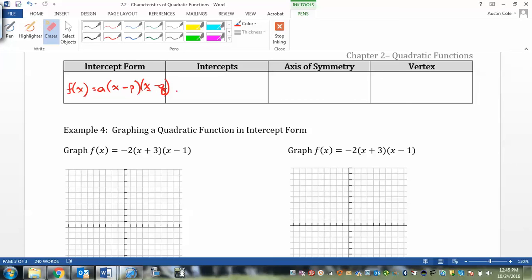Okay? And here's what our intercepts are. Our intercepts are p and q. Now, these are our x-intercepts. Do that for me. X-intercepts. Now, if we have an x-intercept, what's the y-coordinate? 0, right? So really, this tells us that our intercepts are going to be the points p, comma 0 and q, comma 0.